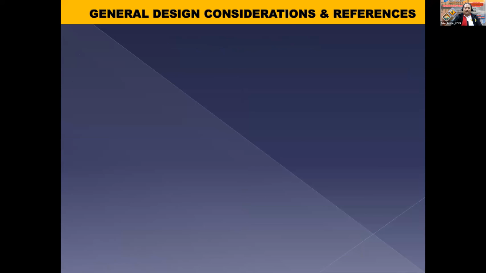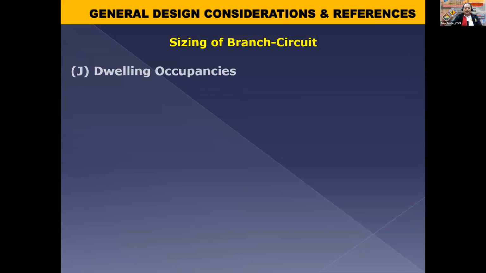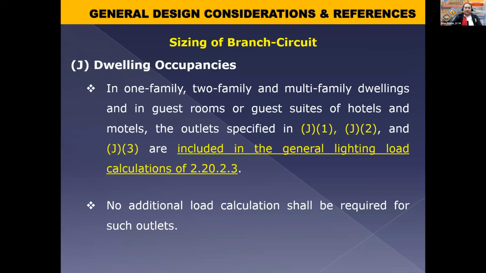Okay, so for dwelling occupancies, sizing of branch circuit. Yung outlets natin for dwelling occupancies, especially specified in articles J1, J2 and J3, can be included in the general lighting load calculation. So medyo hindi mahigpit dito sa dwelling units natin. Yung mga outlets natin pwede nating isabay sa general lighting circuits.